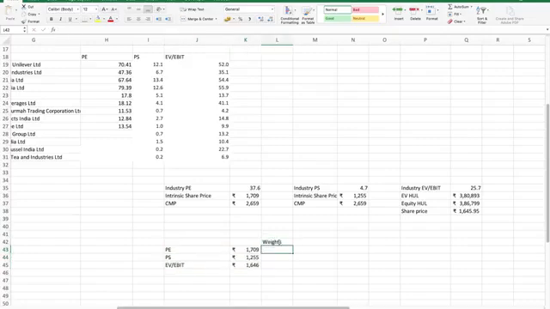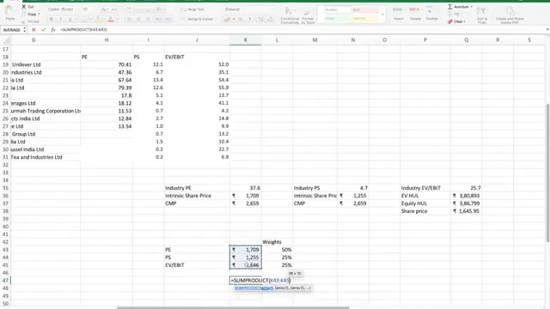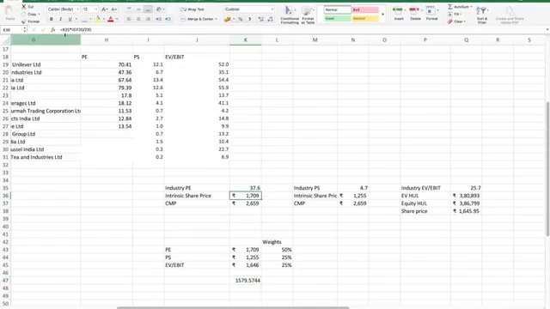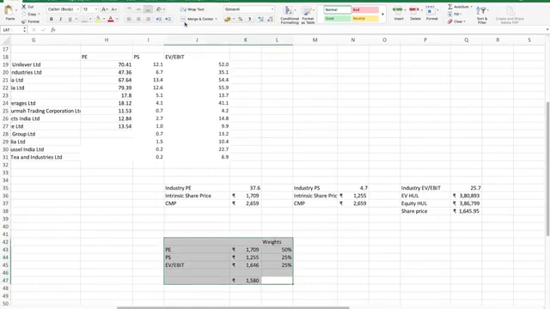Let us say I want to assign 50% weightage to my P by E, 25% weightage to my P by S, and 25% weightage to my EV by EBIT. Based on this, what is the value I'm getting? So how can I do that? I'll use a sum product. So the combined value is coming out to be 1,579 rupees. Understood? So this is the concept of relative valuation. So via relative valuation, we came up to this value. I hope this is clear.